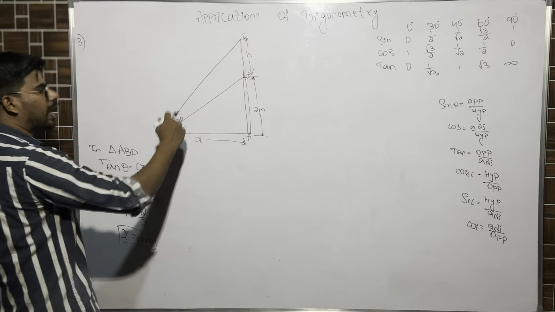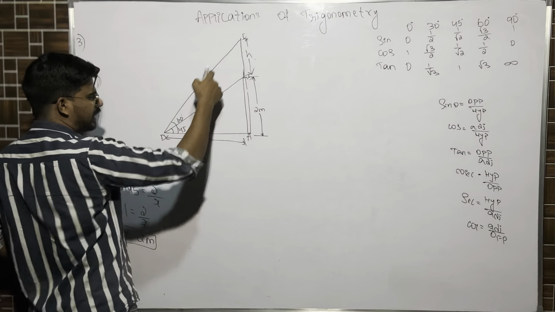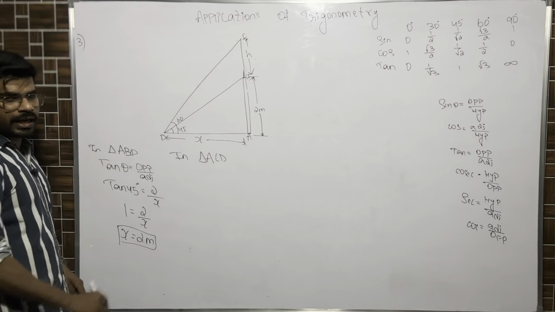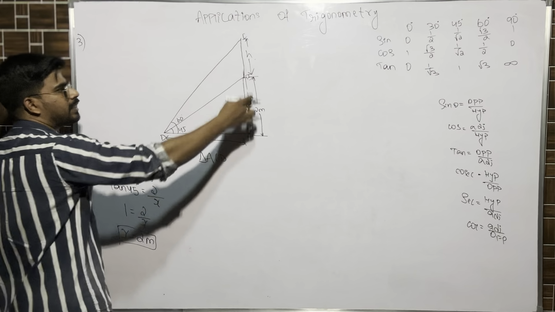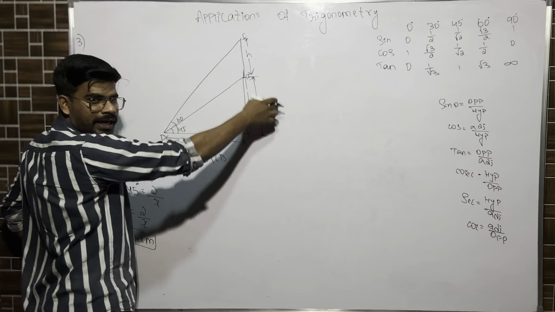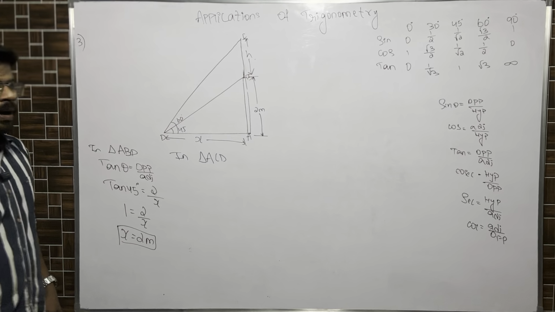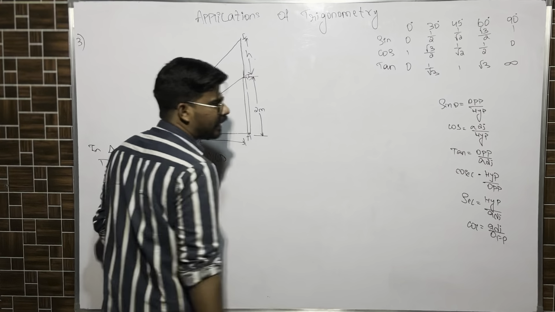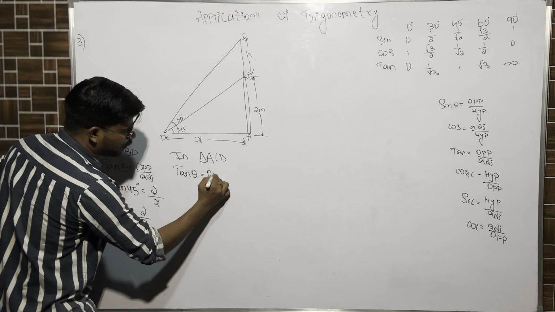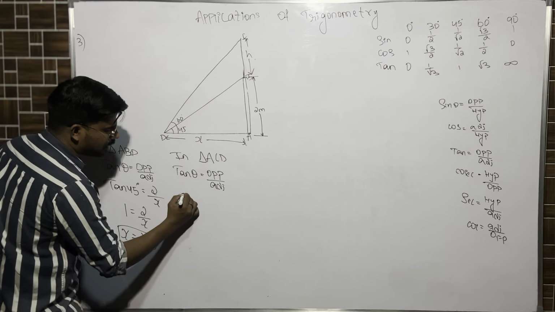Now we'll use this in the other triangle. Which is the next triangle? In triangle ACD, the angle is 60 degrees now. This entire side, 2 plus h, is opposite. This x is adjacent. Opposite by adjacent, again tan theta. Tan theta is equal to opposite by adjacent.